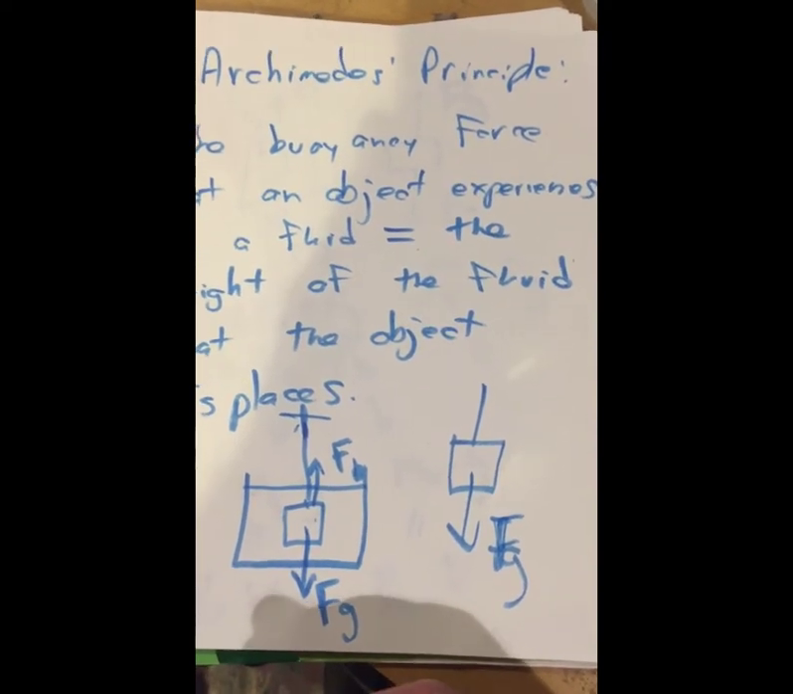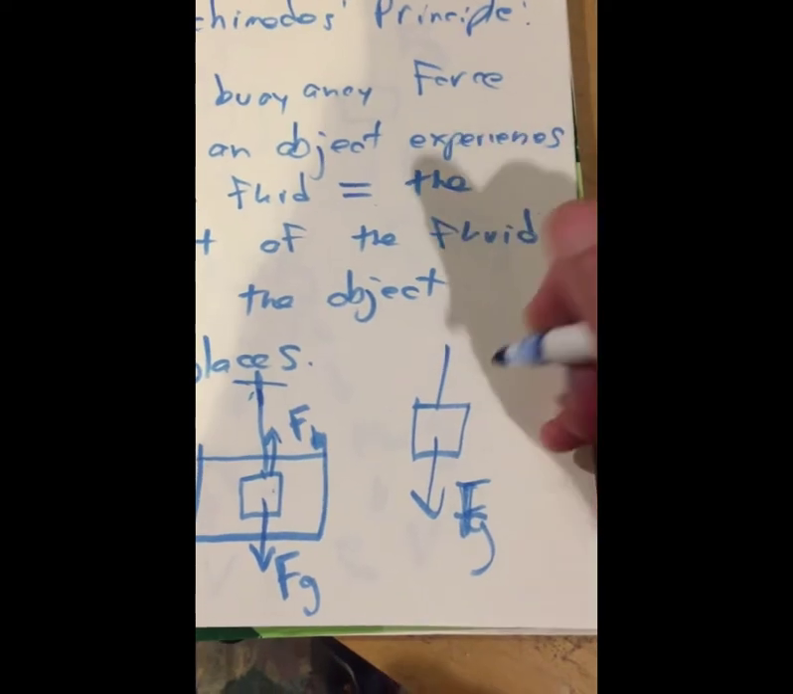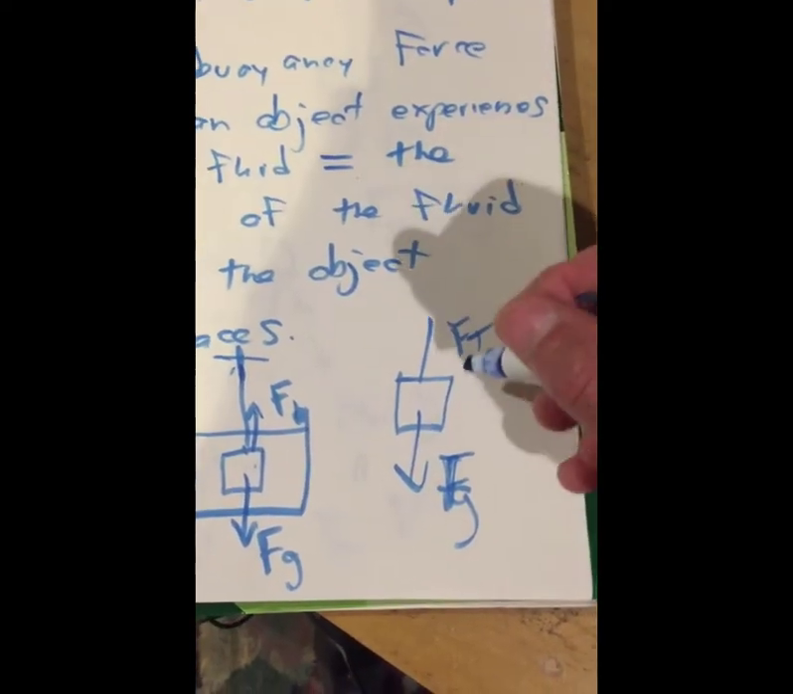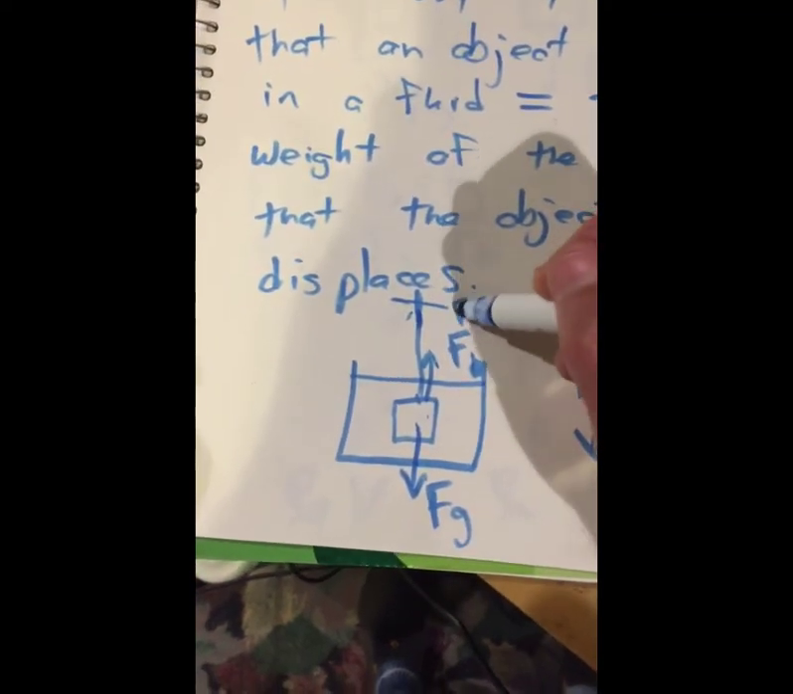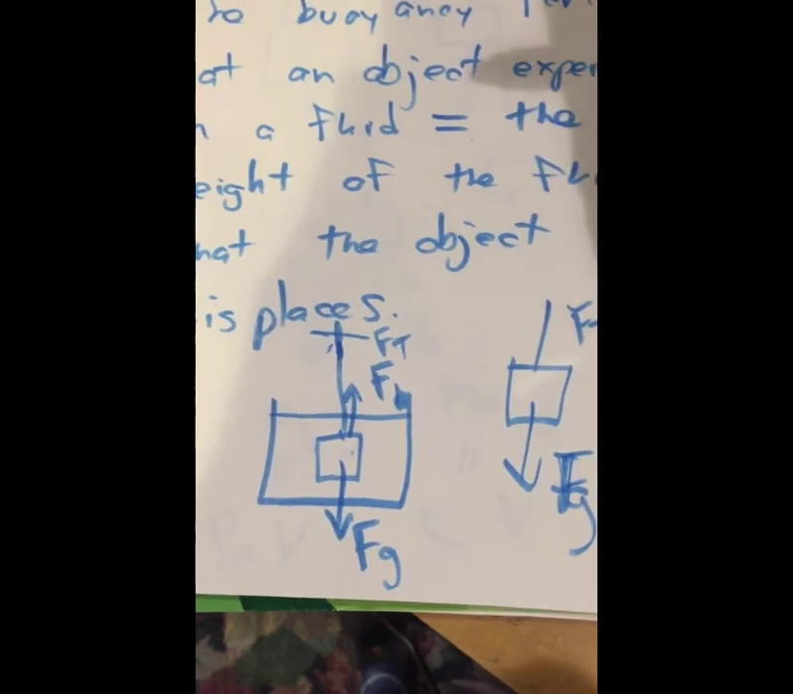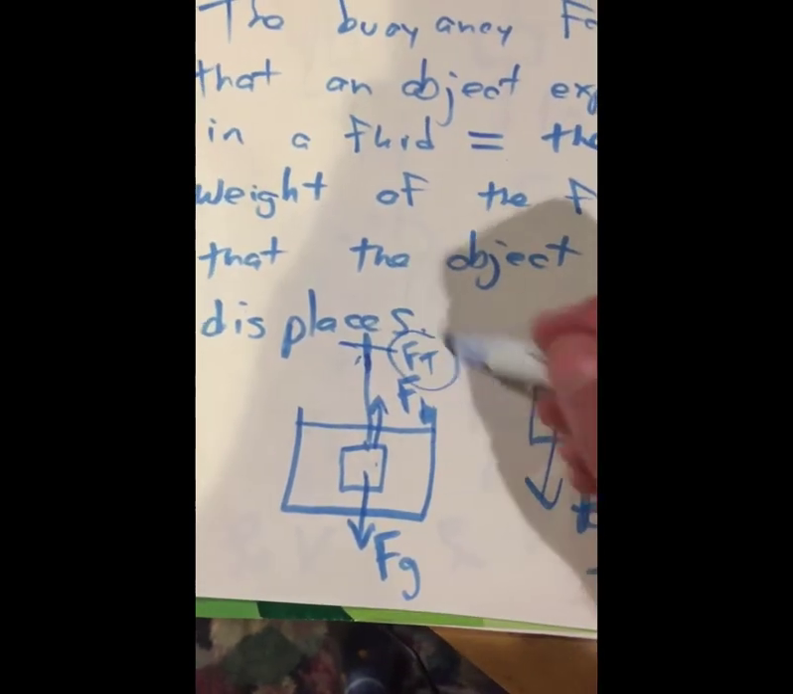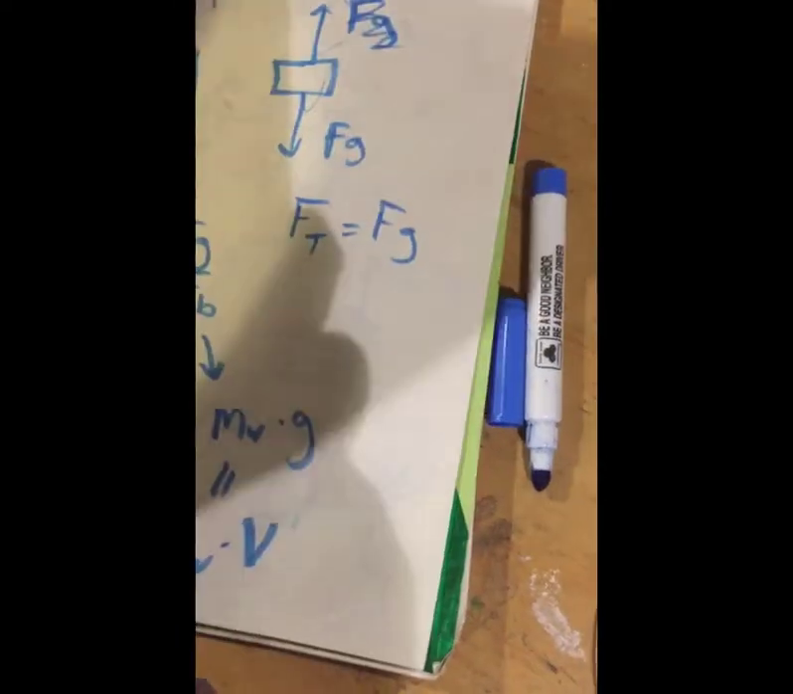Another way to think about it is when an object's hanging in the air, it has a tension force and a weight. When it's in the water, it has a tension force, a weight, and a buoyancy force. So there's an additional force in there that's going to make the tension force smaller. Okay, so that's what Archimedes' principle tells us.